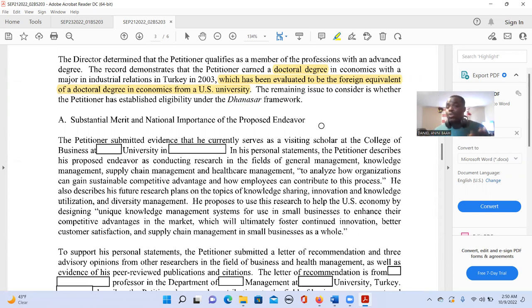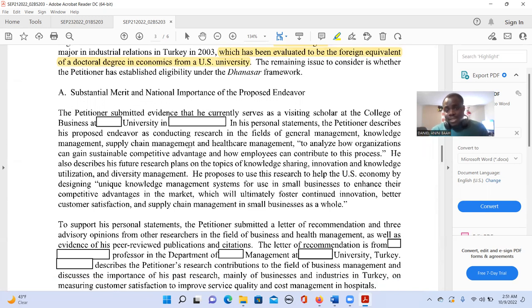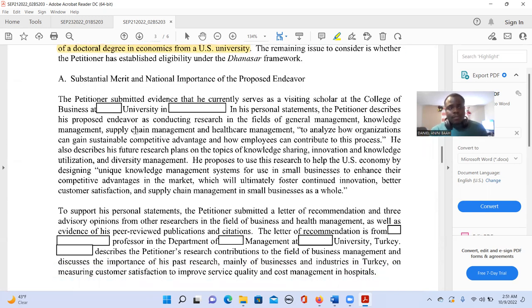So when you earn your degree from outside, you are supposed to do a credential evaluation, whatever it is, to bring your degree or credentials at par with US standards. The remaining issue to consider is whether the petitioner has established, under the framework, substantial merit and national importance. This is where the problem is actually coming from.